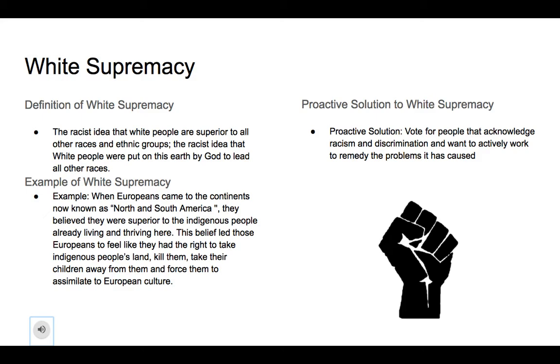But anyway, when the Europeans came here, they believed they were superior to the indigenous people who were already living and thriving here. And because they believed that, the Europeans felt like they had the right to take people's land, to kill them, to take their children away from them, and they would force the children to grow up dressing like Europeans and speaking English, to try to assimilate them and destroy not only their family, but even destroy their traditions and way of life.